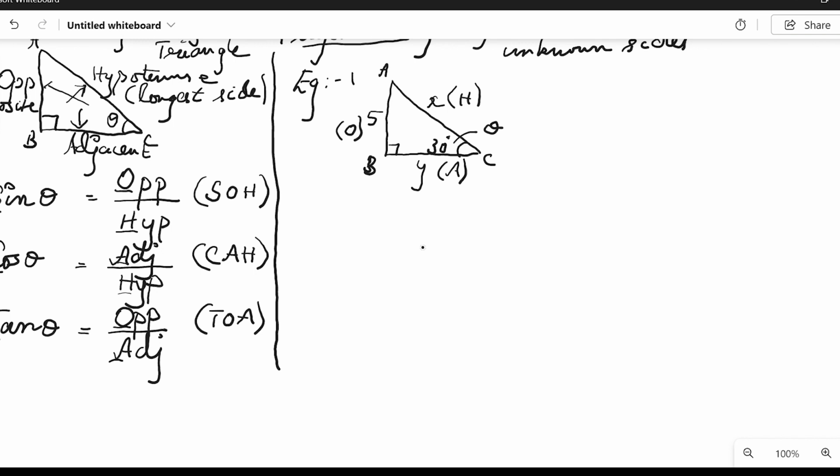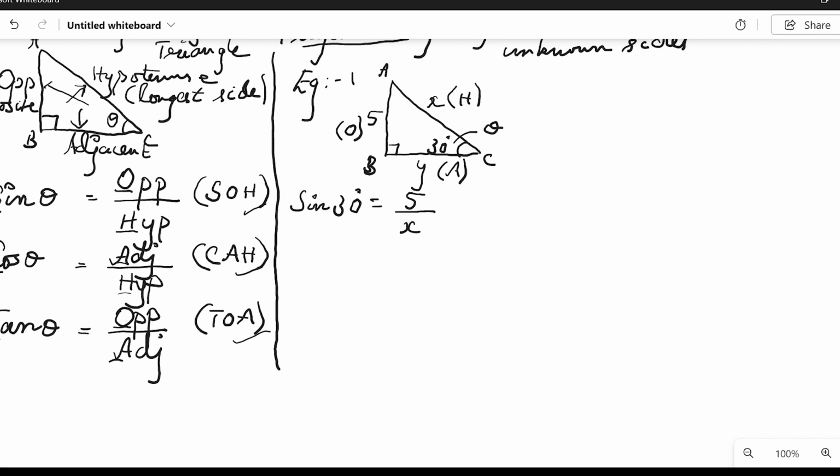As I know theta and the opposite, I am going to take one from any of these three, the one which involves the opposite. So either I can take sine or I can take tan. I would like to go with sine. So sine 30 is equal to, what is your opposite? 5. And what is your hypotenuse? I do not know, so let's call it x. Now my target is to find the length of the hypotenuse, which is x.